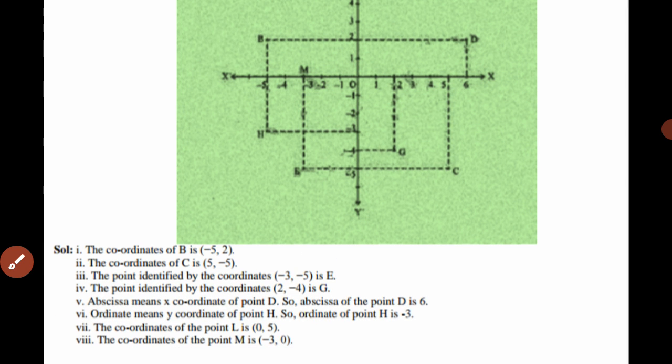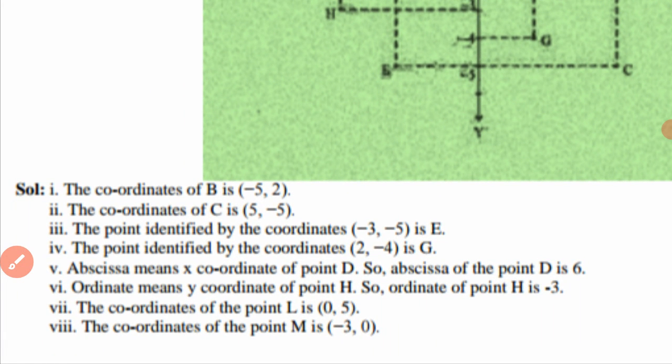So in this fourth part we have to name it. The point identified by the coordinates 2 and -4 is Z. So G is the correct answer.